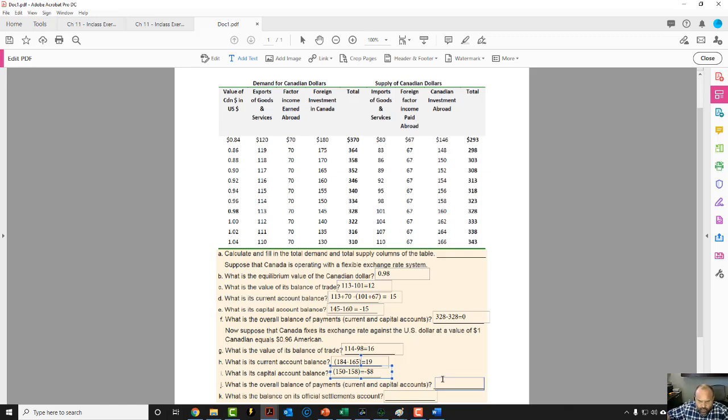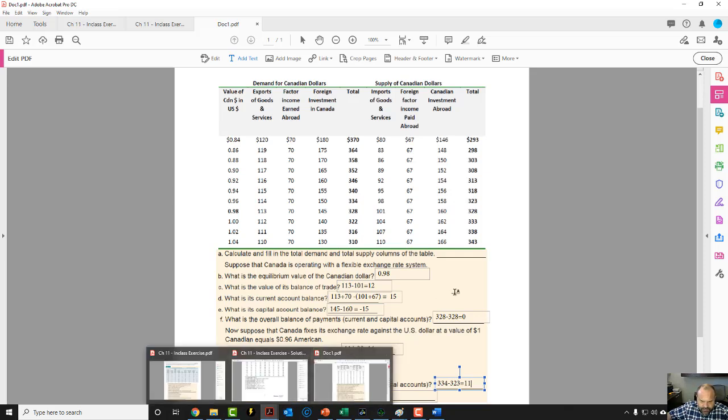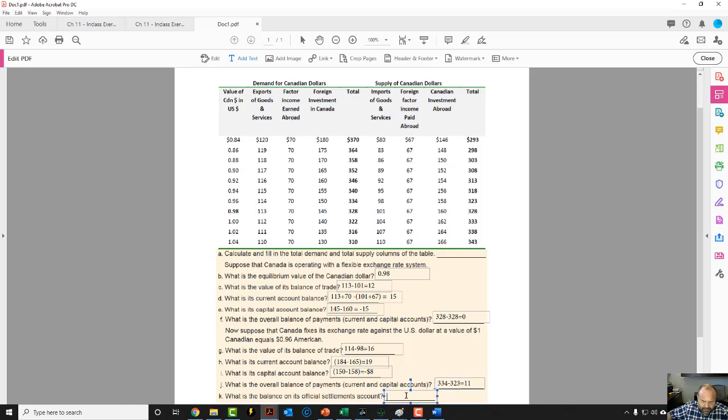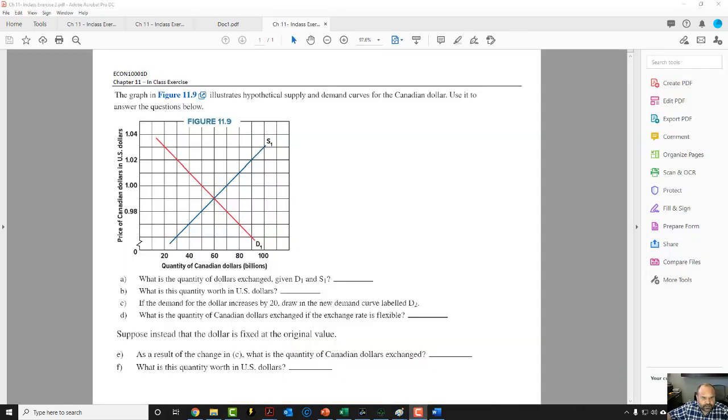And now it asks, what is the overall balance of payments? So the current and capital account. Well, in this case, the overall balance of payments for both will be equal to 334 minus 323, and that difference is equal to 11. Okay, and so then what is the balance on the official settlements account? Well, it has to be negative 11, and in that case the overall balance of payments will be equal to 0.